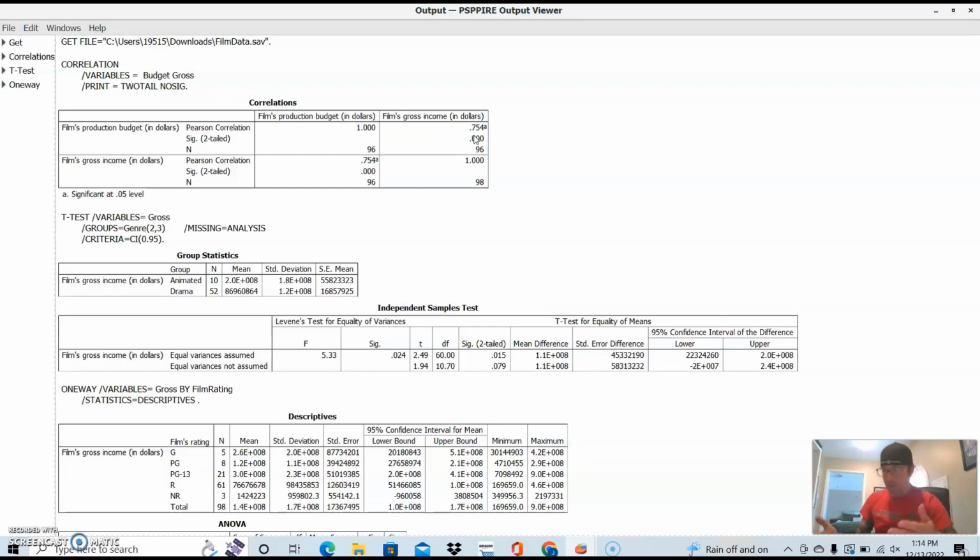So let's translate that. Essentially, that means that the more money you pour into a movie, the higher the budget it has, the more money you could expect to get out of it in terms of gross. Likewise, if you have a low budget film, you probably don't expect to make a whole lot of money out of it. And of course, this is not causation, this is still correlation.